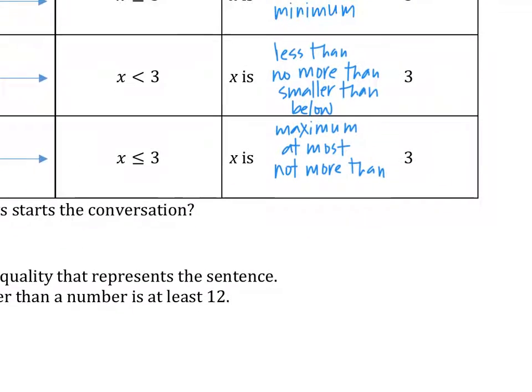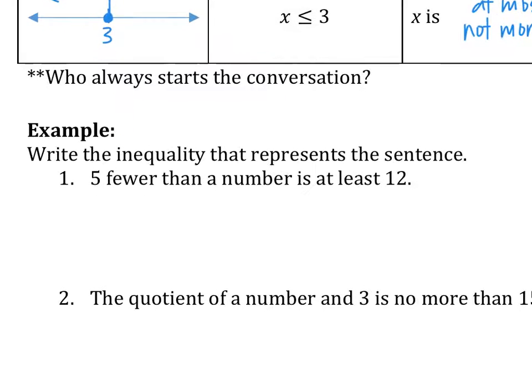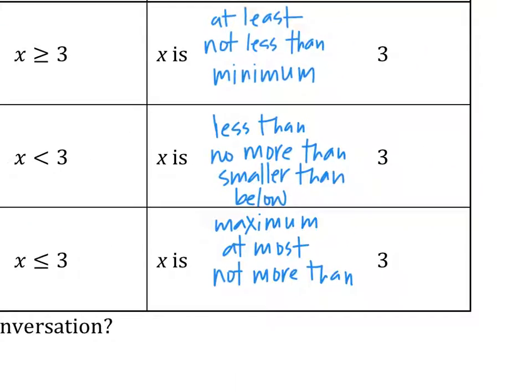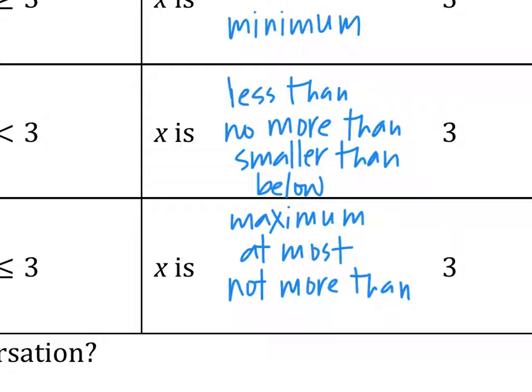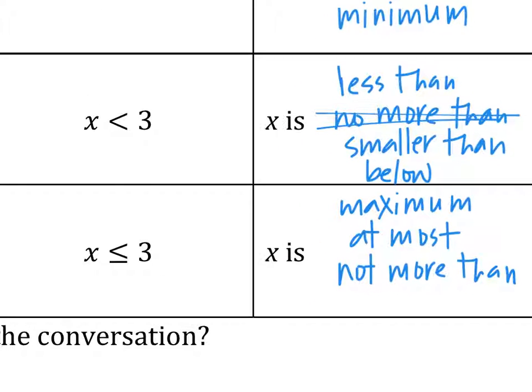Let's go ahead and have you try writing an inequality. 5 fewer than a number is at least 12. Okay, I did not realize that. Sorry about that. I think I confused a lot of you. I put no more than in 2 places. That is not correct. So no more than is not less than. It is less than or equal to. Sorry about that. Please change that in your notes. No more than is less than or equal to, not less than.